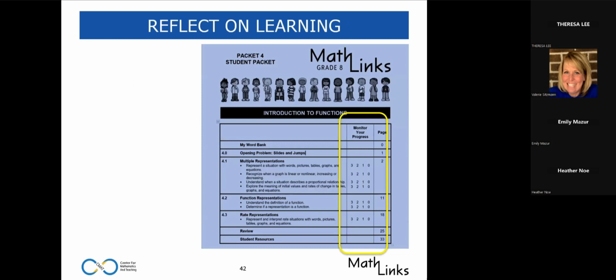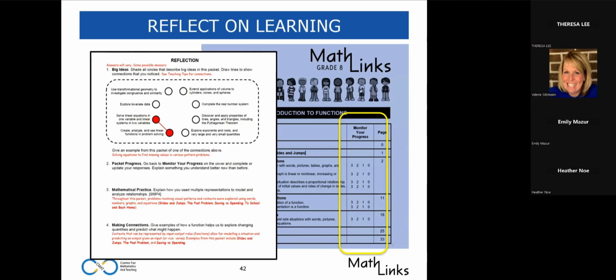Opportunities to reflect on learning are included too. Students can monitor their own progress on learning goals in the front of every packet. And a more in-depth reflection opportunity is provided at the end of every packet. As you see here, this includes that big idea wheel that we saw earlier, where students can discuss and decide how the big ideas were used and connected in the lessons that they just studied.